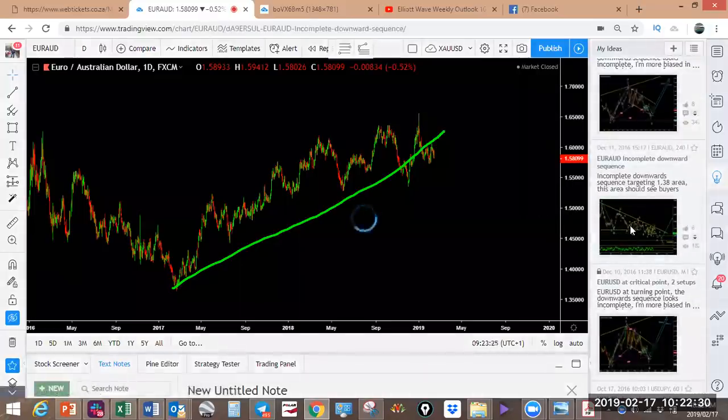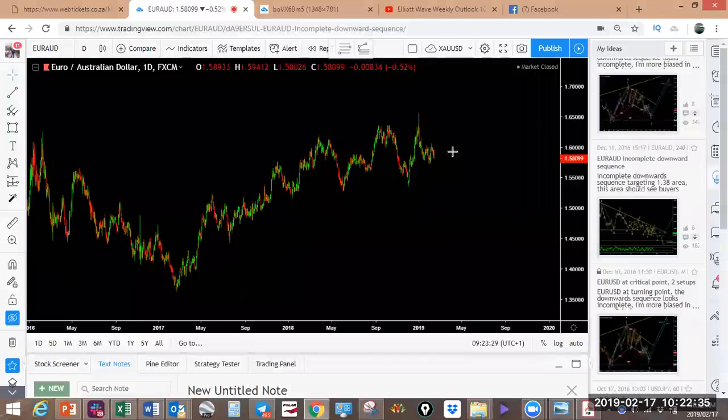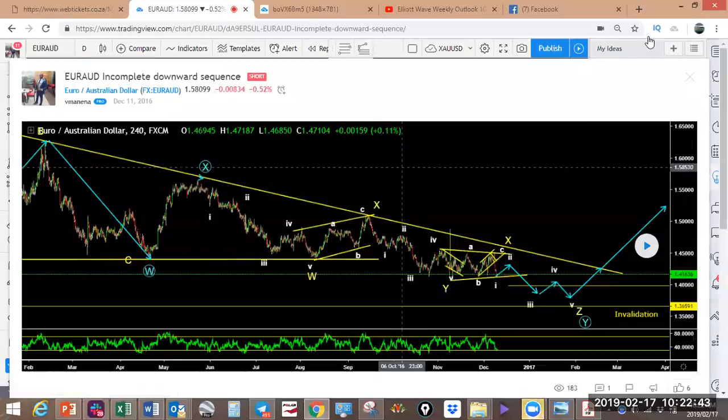Now this is EURAUD. Let me clear this. I need to show it with the labeling on. EURAUD. Thanks, Ahmed. We'll look at euro pound now.